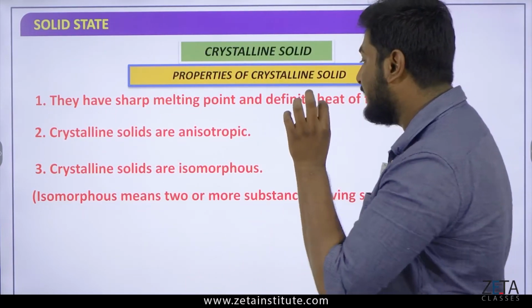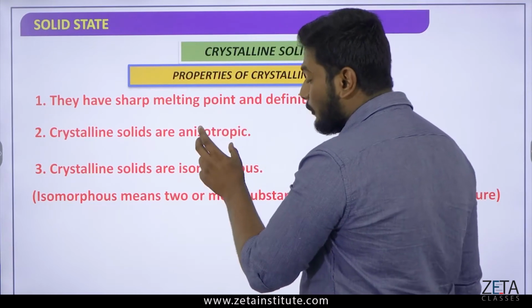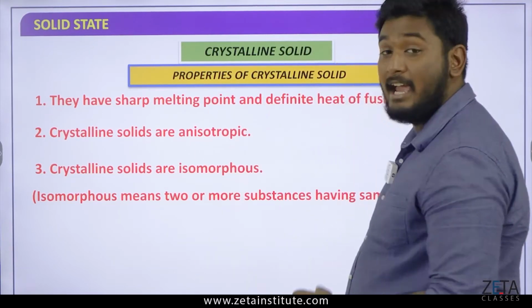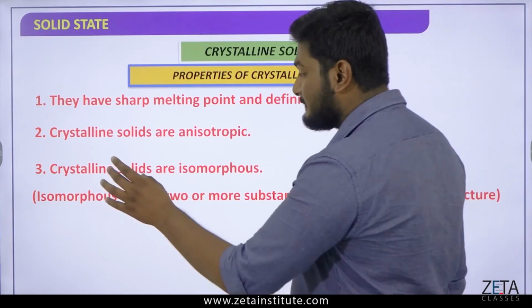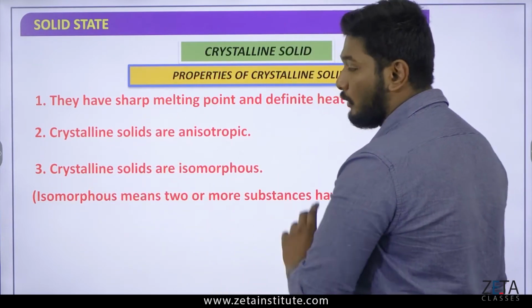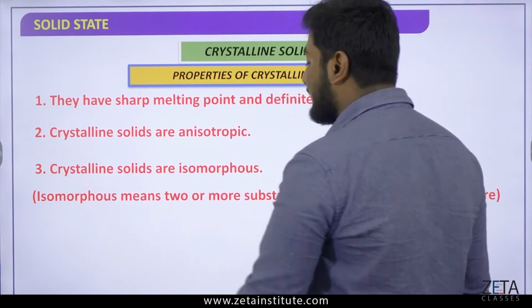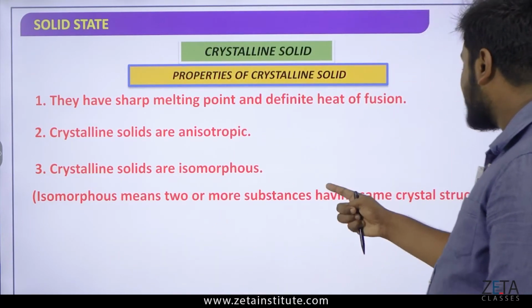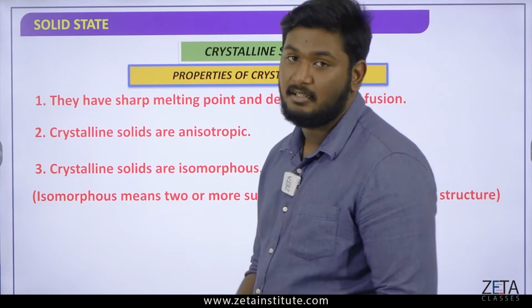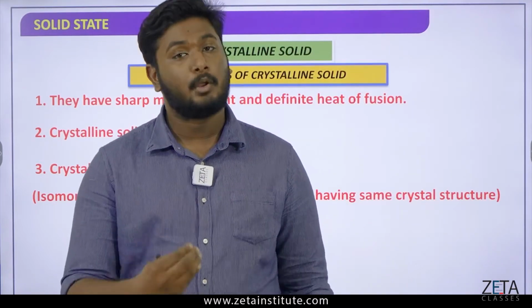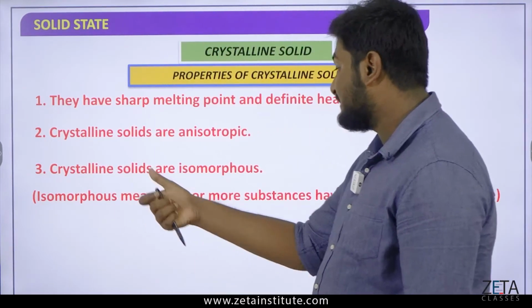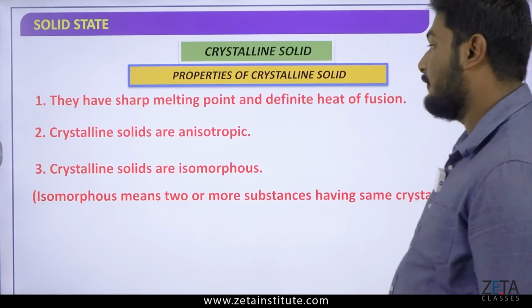We explained in great detail what anisotropy is, what the reason for anisotropy is, and what isotropy is. And third, crystalline solids are isomorphous. If you have any confusion about isomorphous, you can get the definition here. Isomorphous means two or more substances having the same crystalline structure. So we can say crystalline solids are isomorphous in nature.